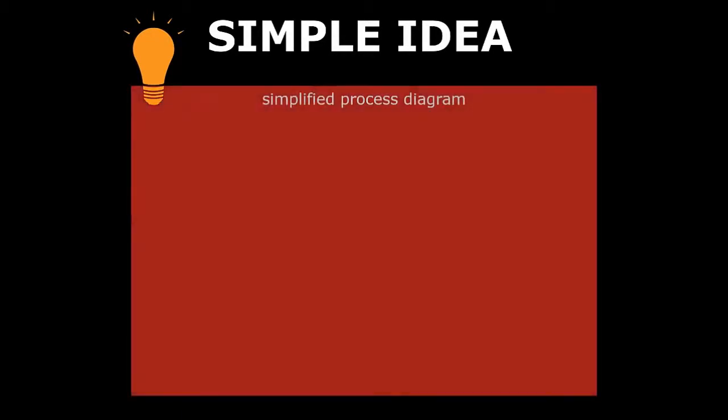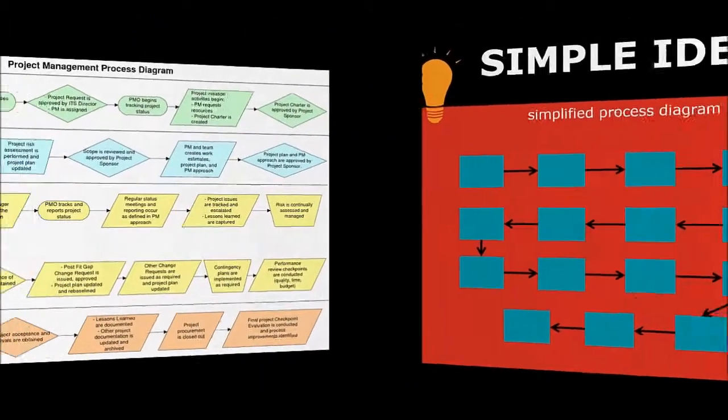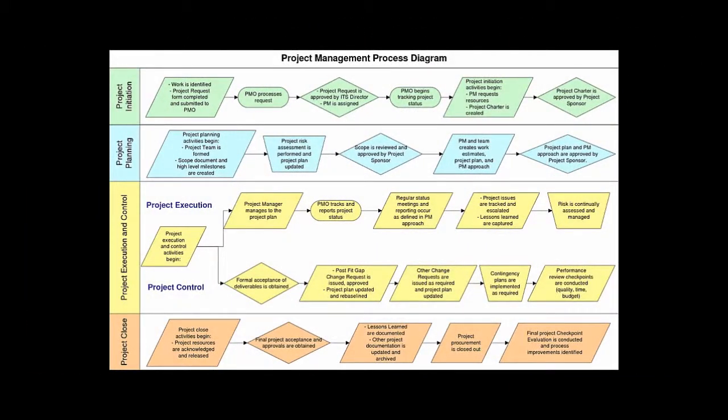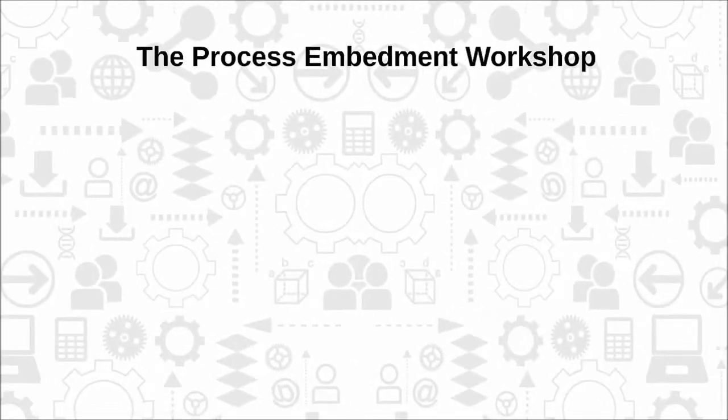The idea is rather simple. We start off creating a simplified process diagram derived from the fairly complex business process diagrams within the organization. From this, we can explain a number of critical elements of the process. Typically, we start by covering the following 6 elements.